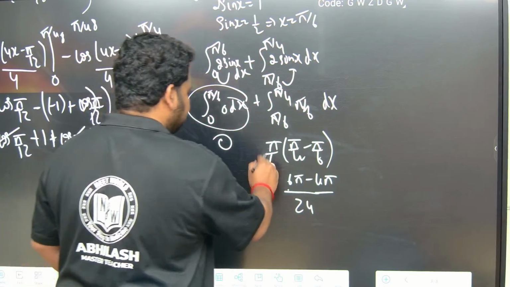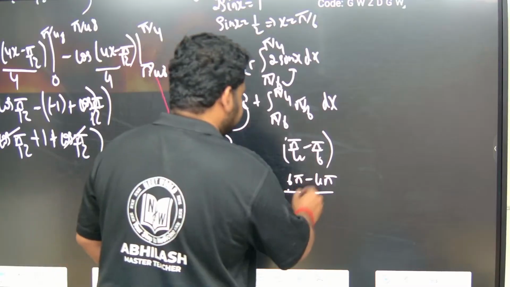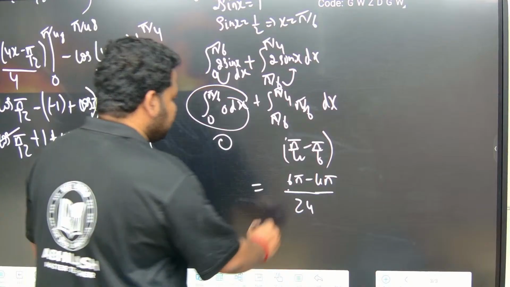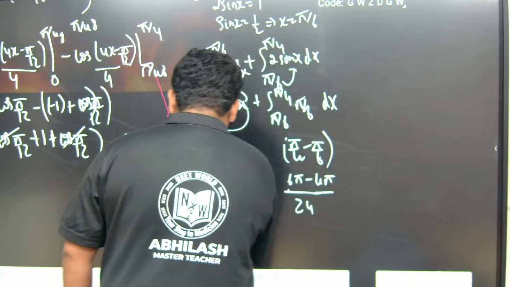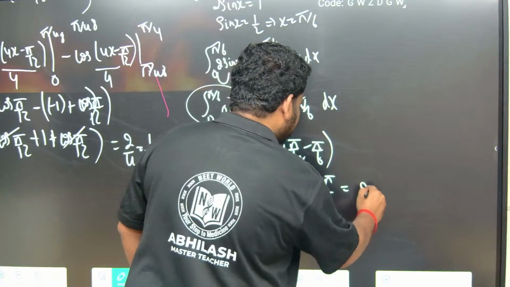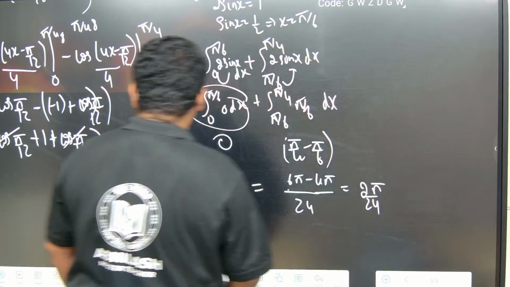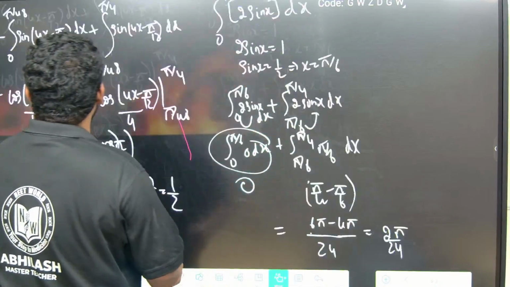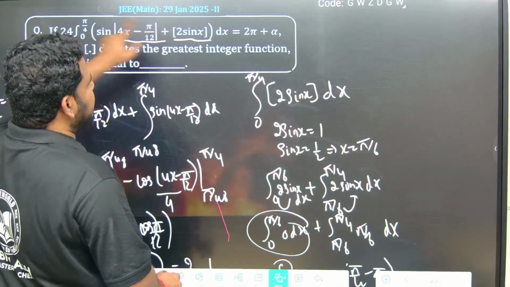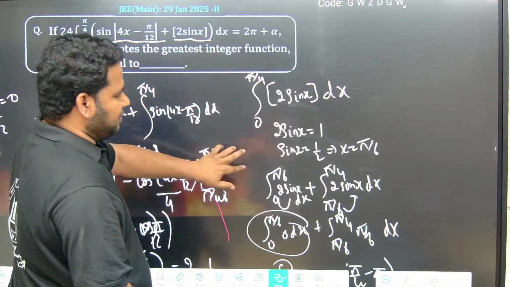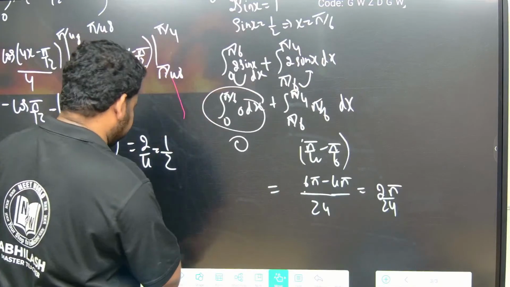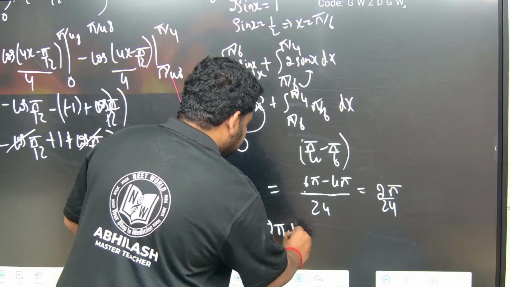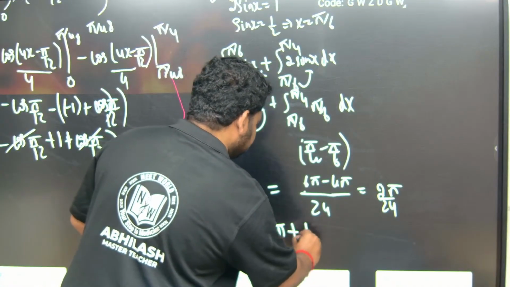So this will be 6 pi minus 4 pi by 24. Correct? So what will I have? This I will have as equal to 2 pi by 24. Now outside what do I have here? Outside I have 24 times. So 24 times if I multiply, I will get 2 pi plus alpha.